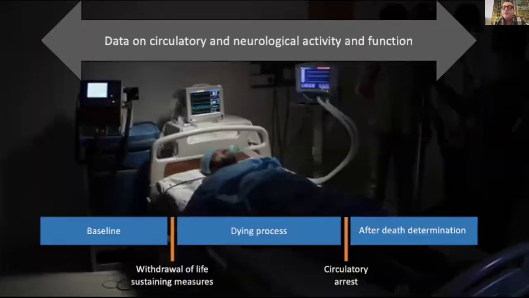The NEWPART study will enroll adult patients in intensive care units for whom a decision has been made to withdraw life-sustaining measures. Patients may or may not plan to donate organs. Data will be collected on circulatory and neurological activity and function for 30 minutes prior to withdrawal of life-sustaining measures, throughout the dying process, and for up to 30 minutes after the circulatory arrest. Data will be collected from monitors already in place, as well as monitors added for research purposes.